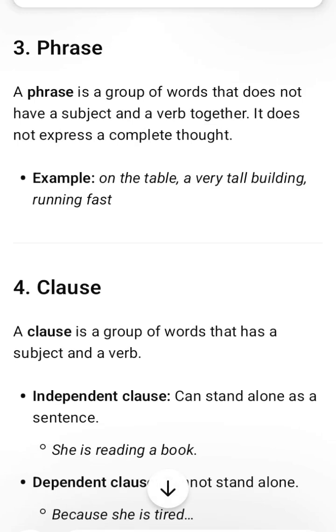3. Phrase. A phrase is a group of words that does not have a subject and a verb together. It does not express a complete thought. Examples: on the table, a very tall building, running fast.